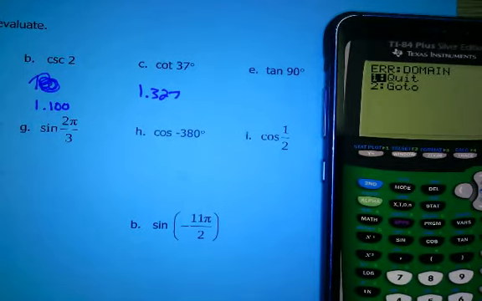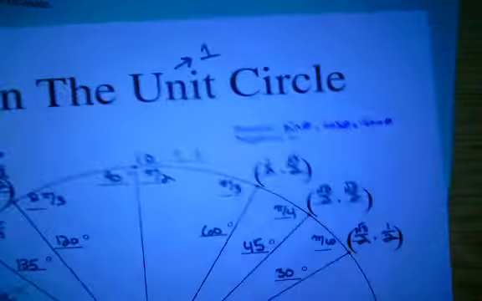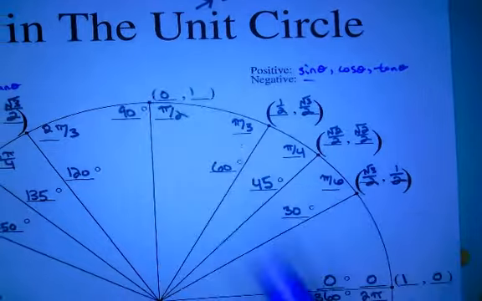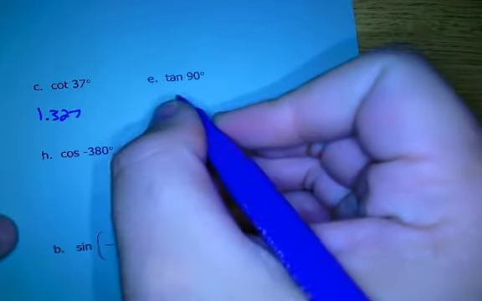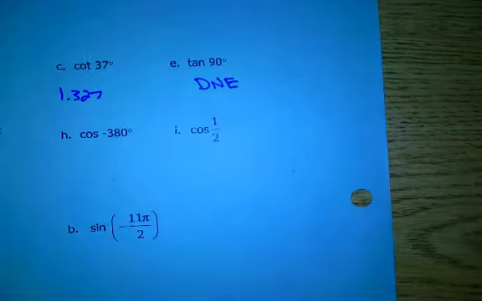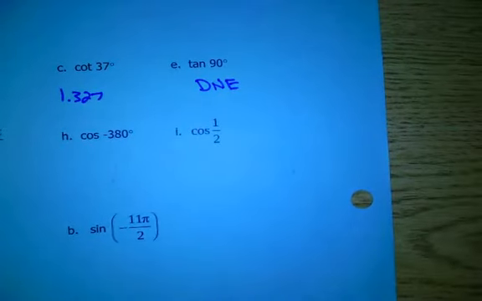Oh, shoot. This is why it's helpful to know the unit circle. Let's go back to the unit circle. What's tangent of 90 degrees? It's 1 over 0. Can you ever have that? Nope. So it does not exist. There's no such thing as tangent 90 degrees. DNE. It's done.